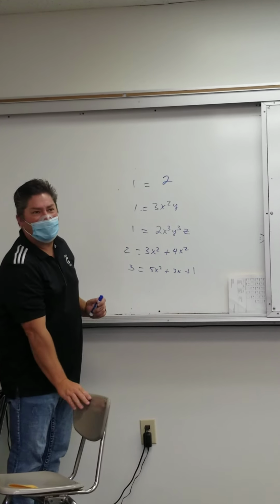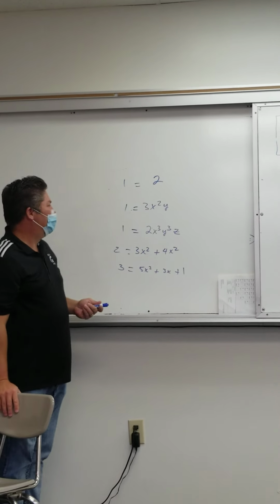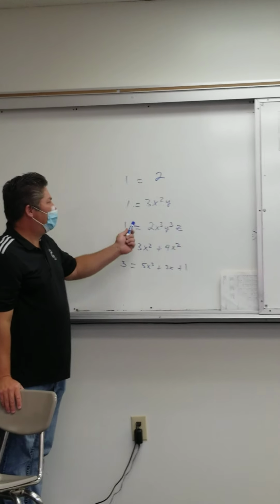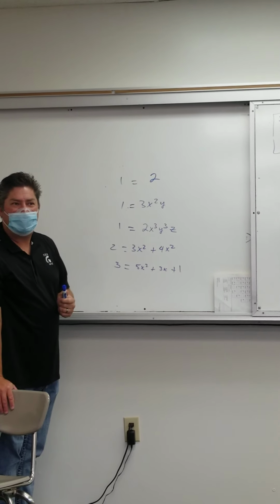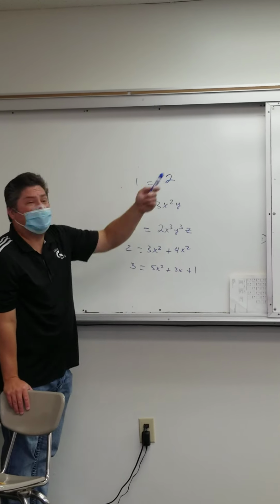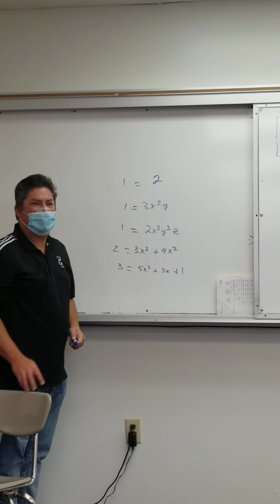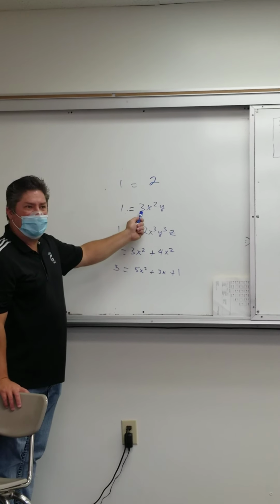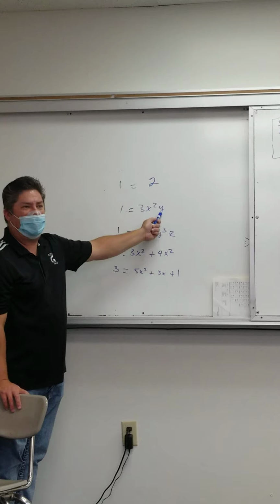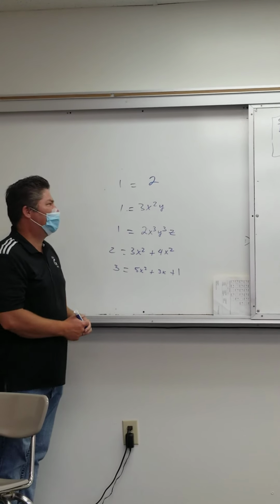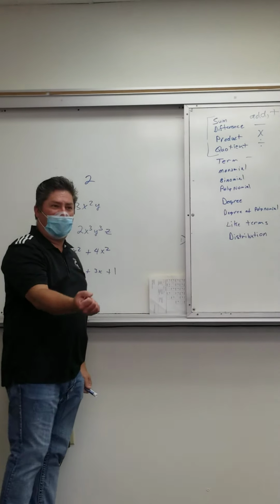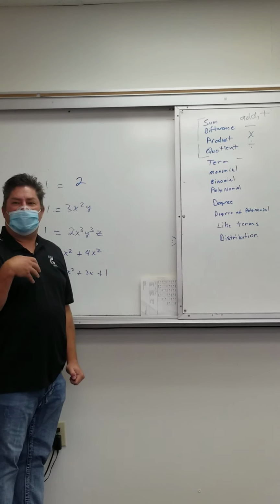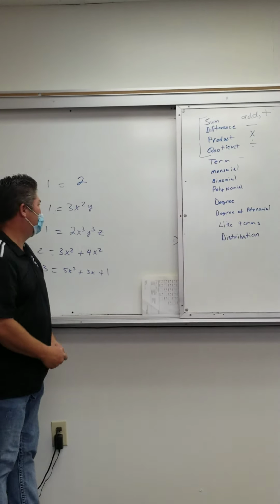How can I define the word term? It's a product. What does product mean? Multiplying. It's a product of numbers and or what? Variables. It's a product of numbers and or variables. That's a term. Write that down: a product of numbers and or variables.